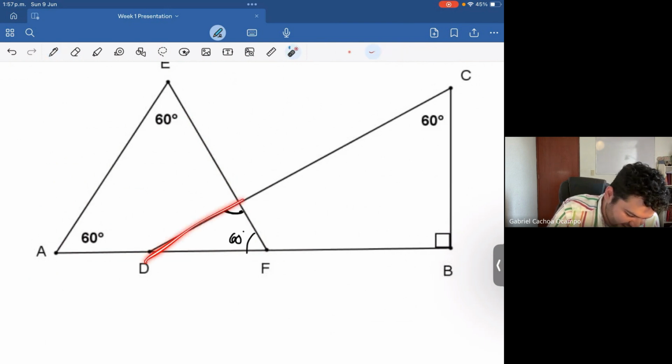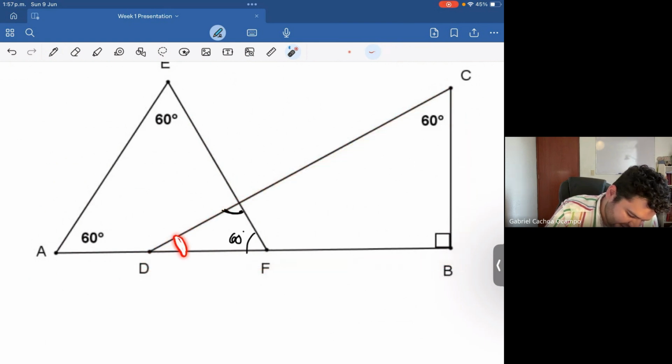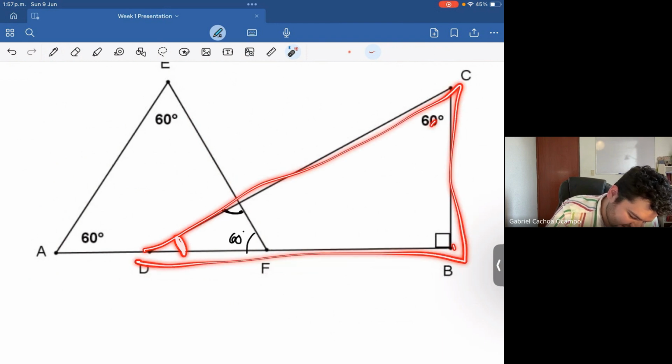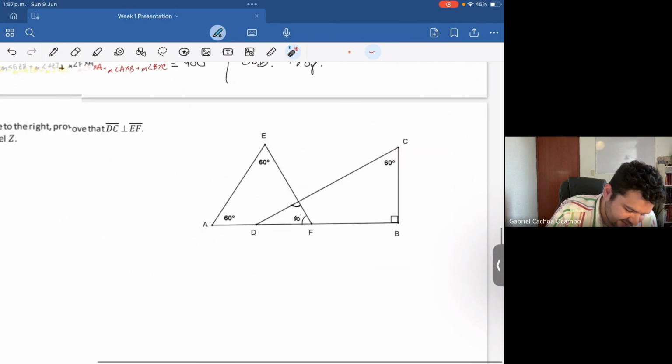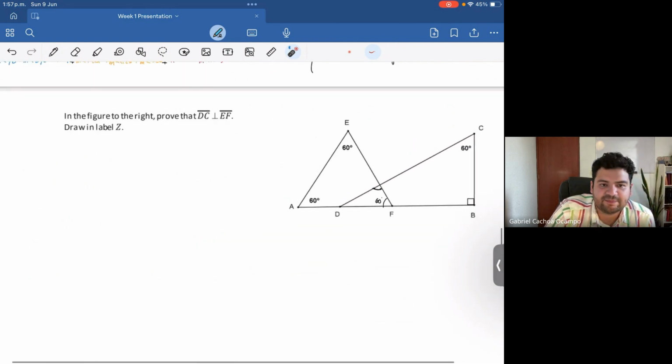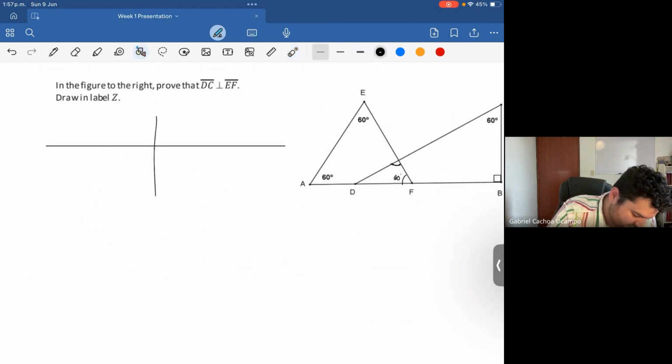Now, if you look at this triangle, this angle is going to be 30, no? Because you have 90 plus 60, that is 30. And then if you look at this triangle, this is going to be 90. And that will show that those lines are perpendicular. Okay, so how do you do it?